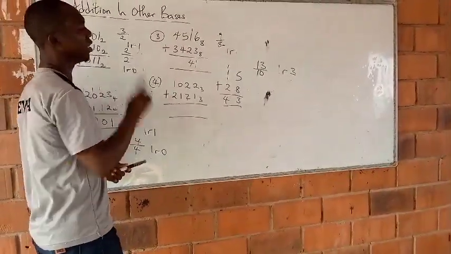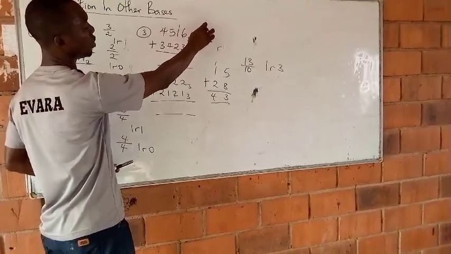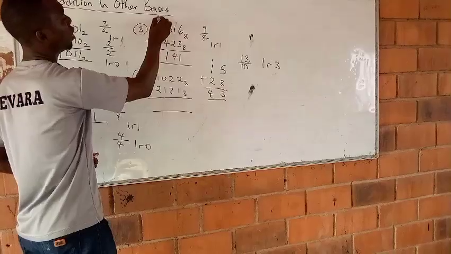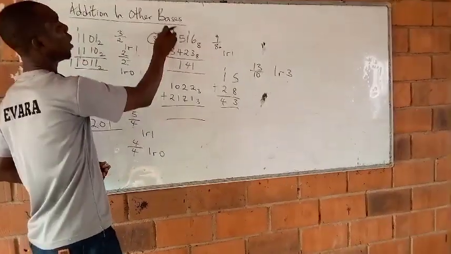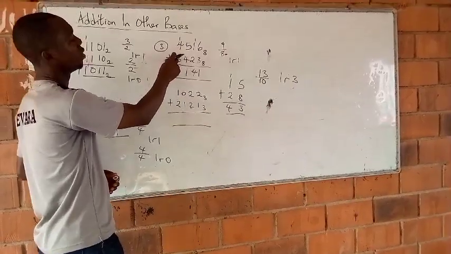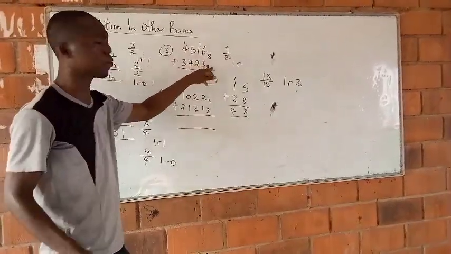5 plus 4 again is 9, which is still the same thing here. We divide it by the base. We get 1 remainder 1. We keep 1 here and write the other one. 1 plus 4, 5. 5 plus 3, 8. That 8 is already up to the base.